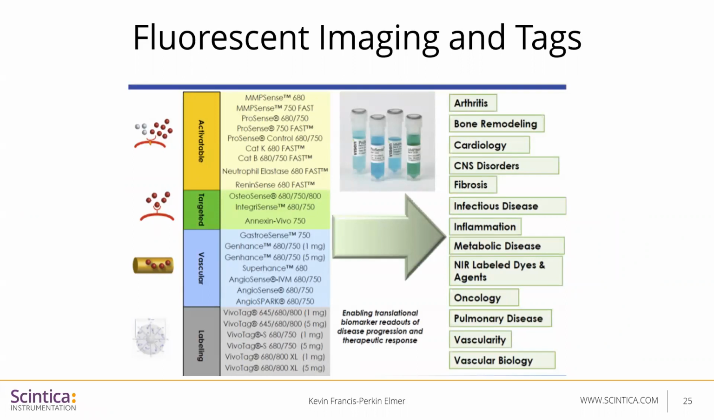There are different tags that can be used for fluorescent imaging. These tags can be targeted. They could also be targeted to vasculature or labeled, and these tags can be activatable. Based on what the tags are being used for, fluorescent imaging has been shown to be used in a wide variety of disease areas. For example, it is used to image arthritis, bone remodeling, cardiology, infectious disease, inflammation, as well as in the space of oncology and pulmonary diseases.